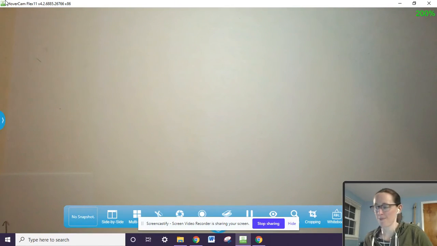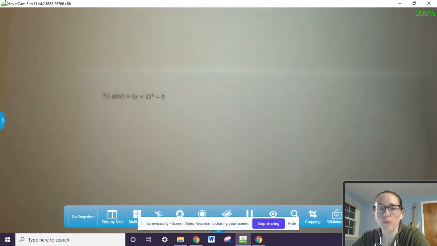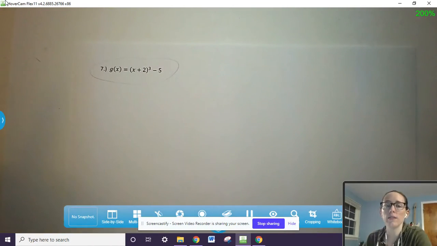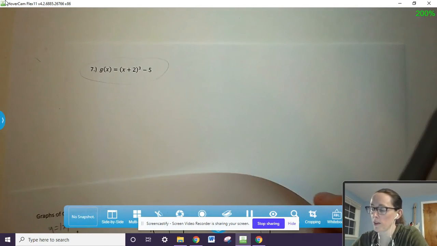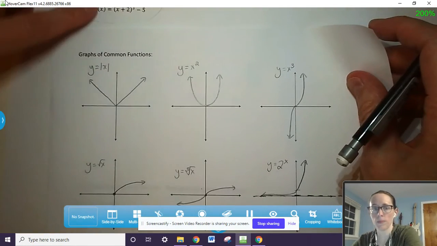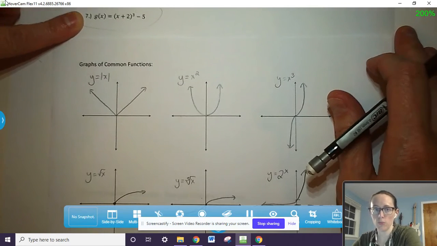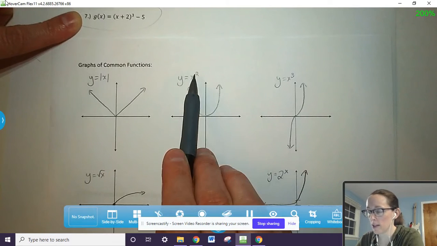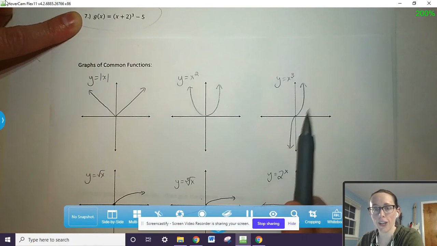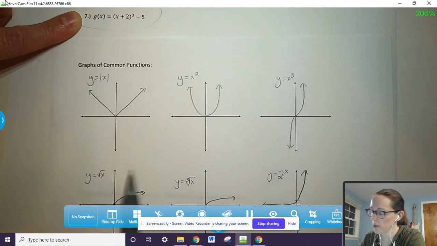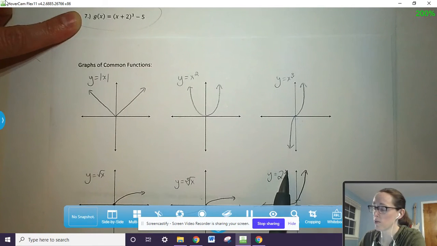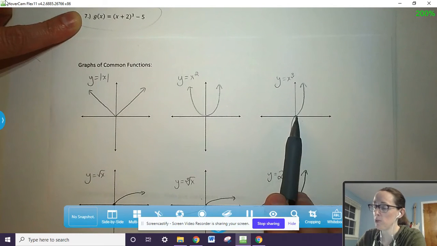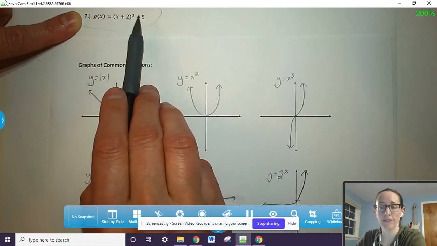A few more like this. For number 7, we have the same instructions. Now, when you look at this one, you want to think, what is the common function we're dealing with? So if you look at that equation, do you notice that there's a cubed? So I don't see absolute value, I don't see squared, but I see a cubed. So this is the one we're working on. Okay, I don't see square root, I don't see cube root, I don't see an x in the exponent. So this is the one we're dealing with right now. So we want to take that graph, move it 2 to the left and down 5.